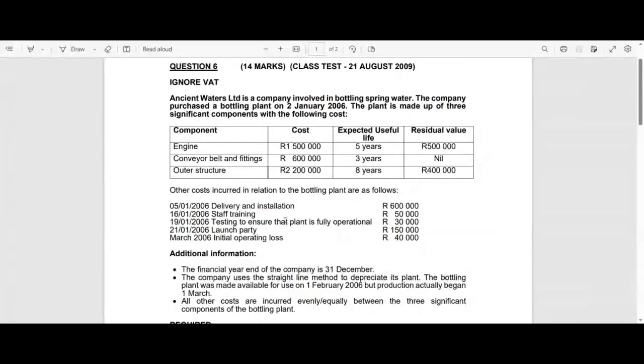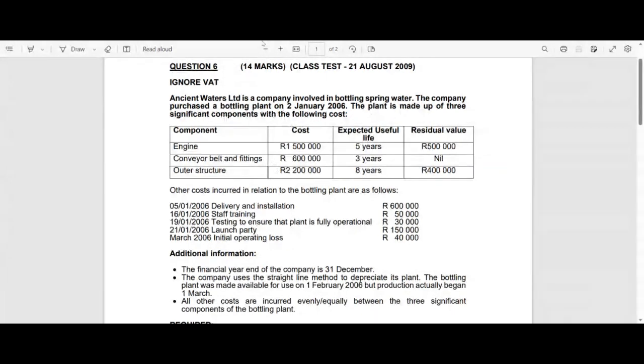Then, ladies and gentlemen, the next cost that we have here is staff training. On the 16th of January 2006, staff training. So, ladies and gents, we've got to determine, as usual, is it a directly attributable cost that must be capitalized, or is it an expense that needs to be written off? So we go through that same process, ladies and gentlemen. So we have now trained our staff on how to operate that bottling plant.